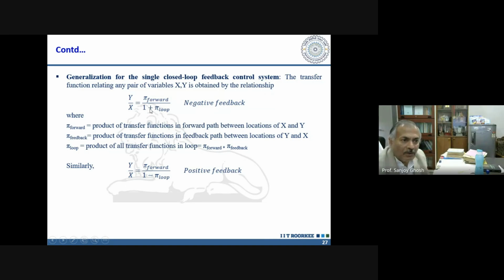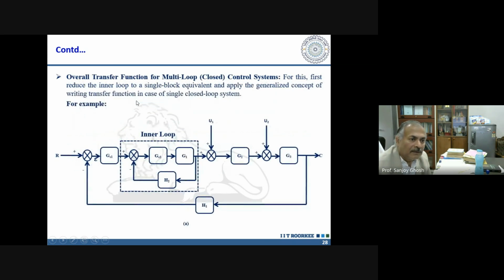then 1 by pi loop. Loop is basically the total path, the product of transfer functions in the feedback path between the locations Y and X. So pi feedback, and the pi loop is basically the total one: pi forward into pi feedback. This is the pi loop. I have shown you that already. So this is finally just to summarize.